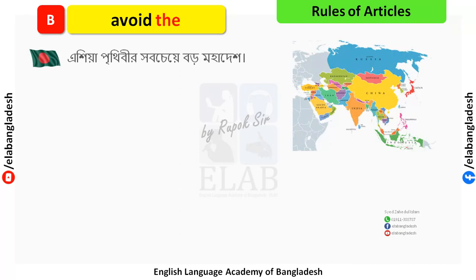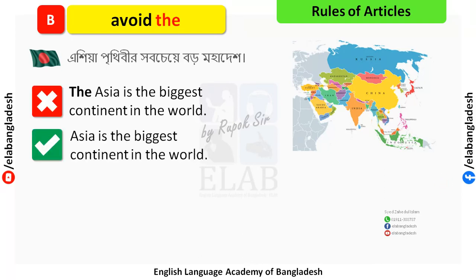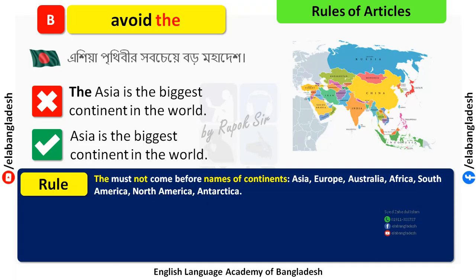Asia is the biggest continent in the world. The mustn't come before names of continents: Asia, Europe, Australia, Africa, South America, North America, Antarctica.